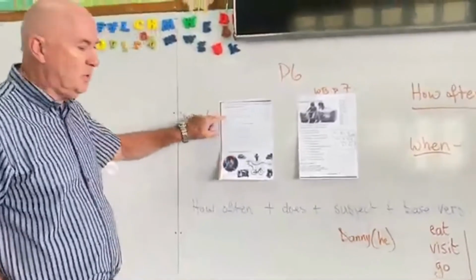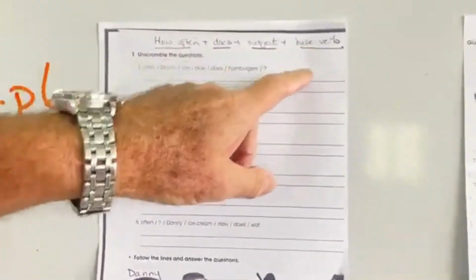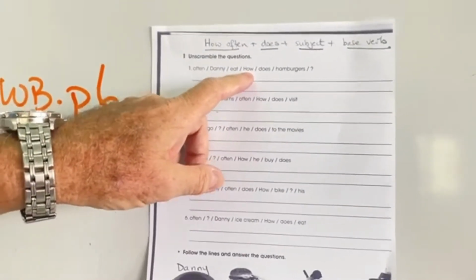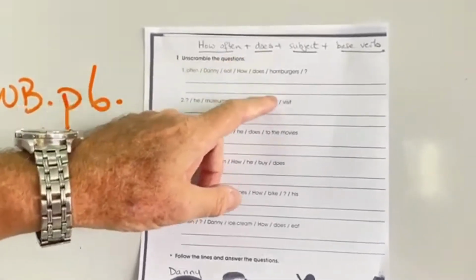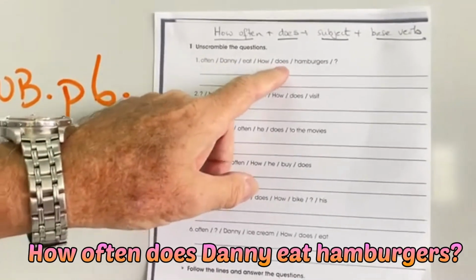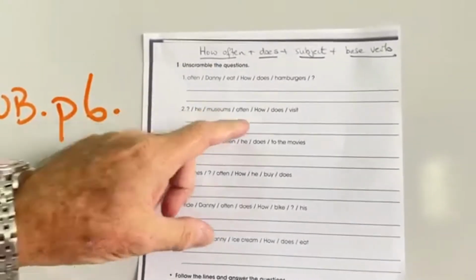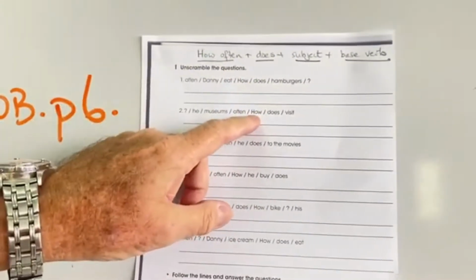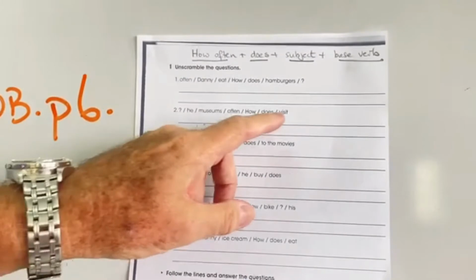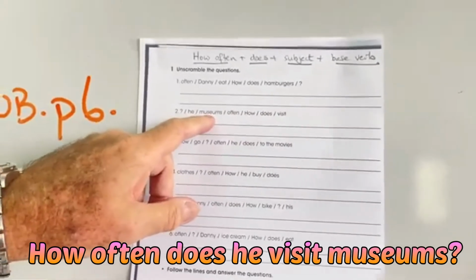So let's go in and look at the questions here, shall we? Okay, how often, does, subject, and base verb. So number 1, big letter H must be the first word in the sentence. How often does, subject Danny, base verb eat? How often does Danny eat hamburgers? Let's look at number 2. How often does Danny, he, base verb, visit? How often does he visit museums?